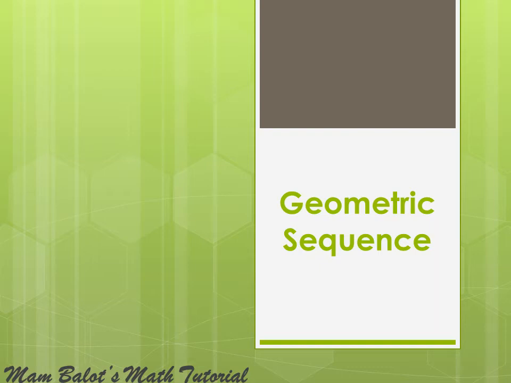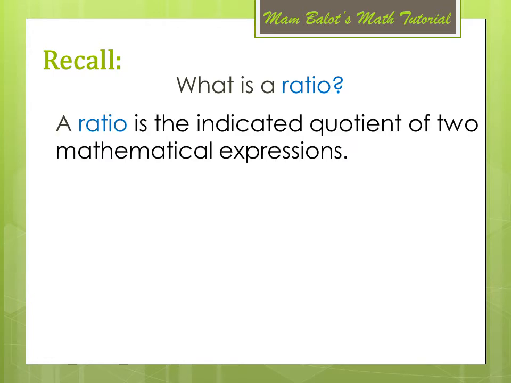Last time we had already discussed all about the arithmetic sequence. We will now proceed to the next kind of sequence, which is the geometric sequence. But before that, let us recall what is a ratio. A ratio is the indicated quotient of two mathematical expressions.